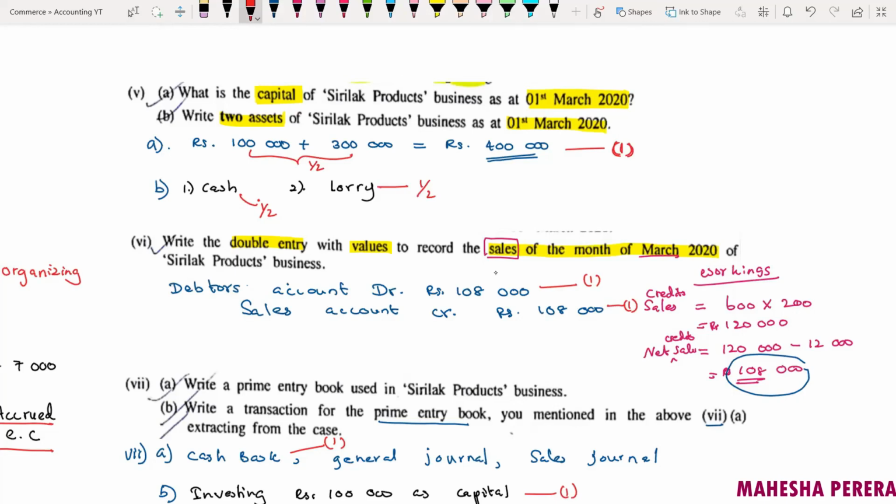Right, this is actually a 2020 O-level case study. So always practice more case studies, because case study questions are a little bit difficult. So you need to have good practice for this.